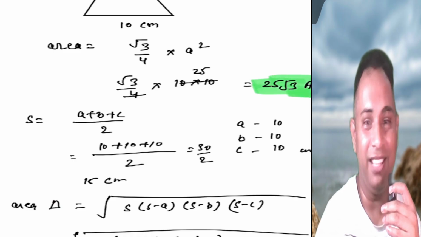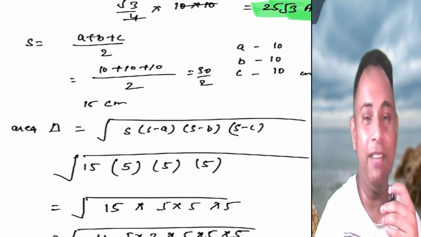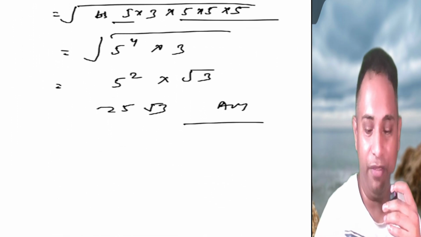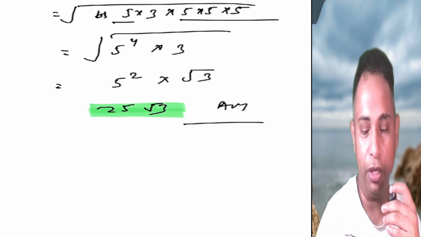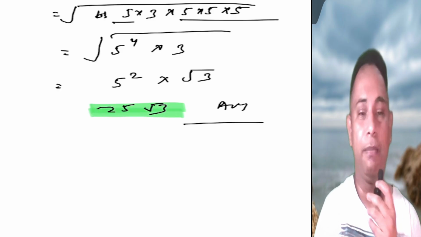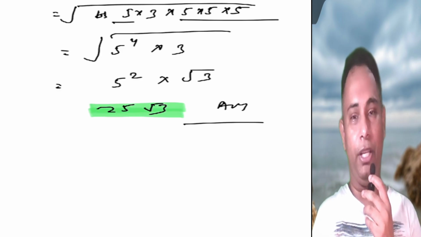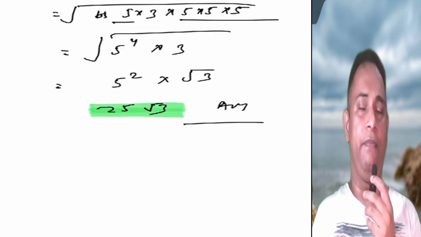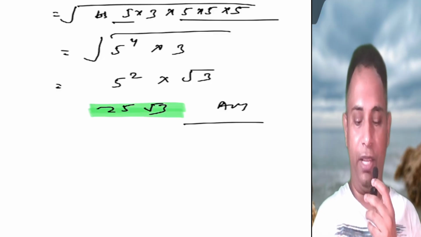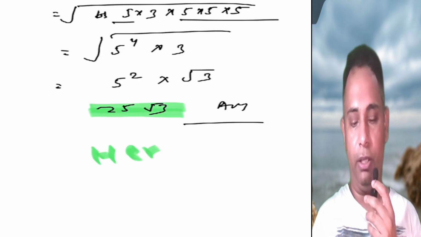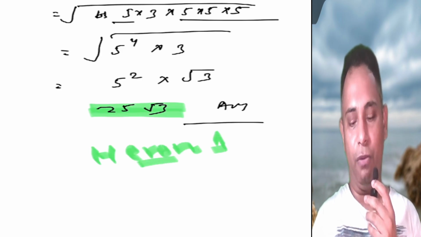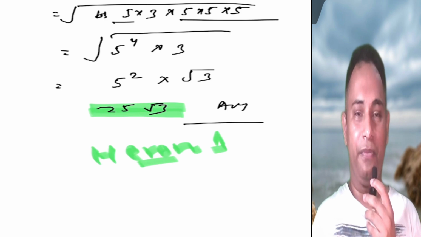Even when we applied Heron's formula, we got the answer 25 root 3. It's a magical formula. You can apply it anywhere, on any triangle. If you need to calculate the area, you can easily apply Heron's formula. It is a very lovely formula.